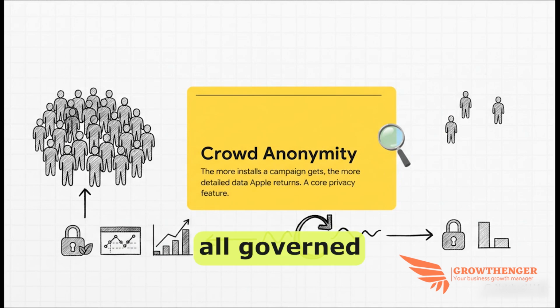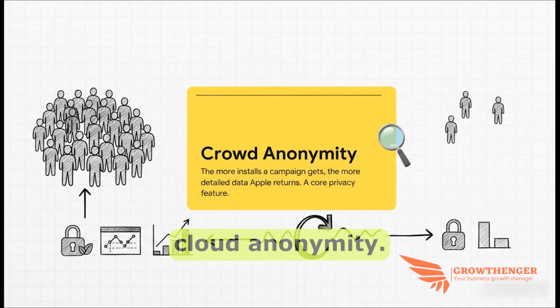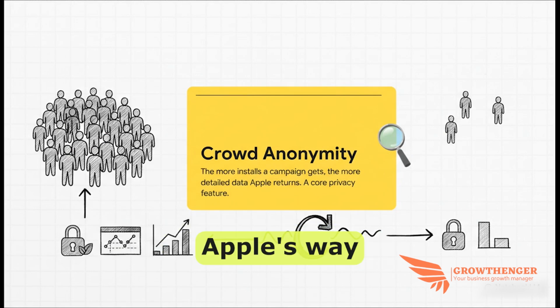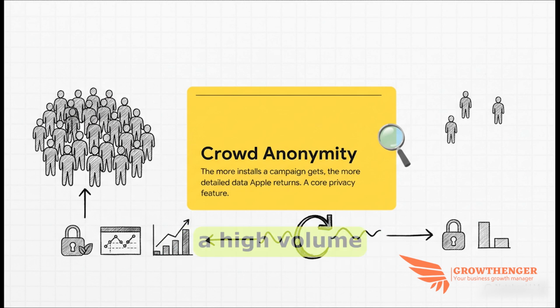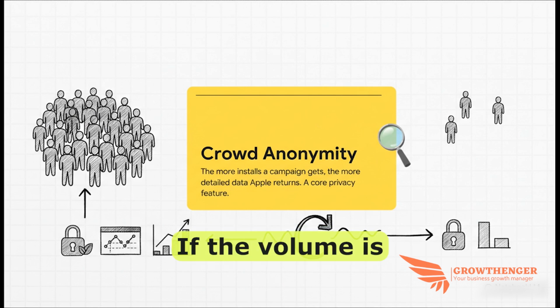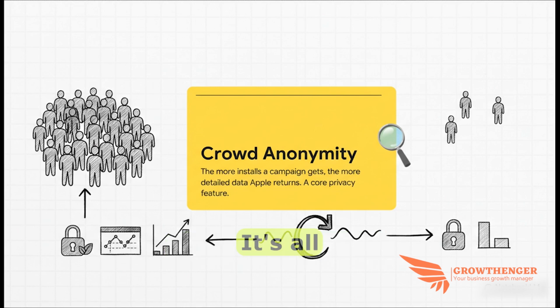But this is all governed by a really cool concept called crowd anonymity. It's basically Apple's way of striking a balance between useful data and user privacy. The deal is this. If your campaign generates a high volume of installs, a big enough crowd, Apple rewards you with more detailed granular data. If the volume is low, you get less data. It's all about protecting the identity of any single user.